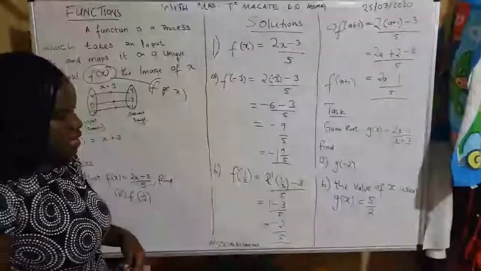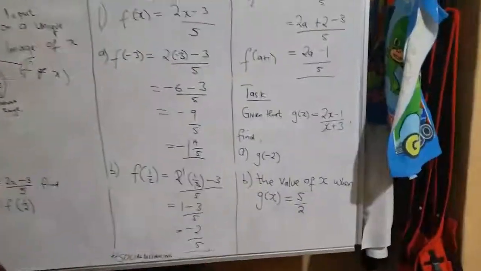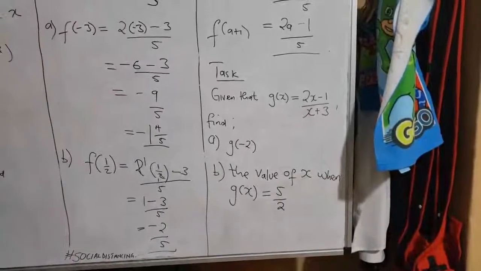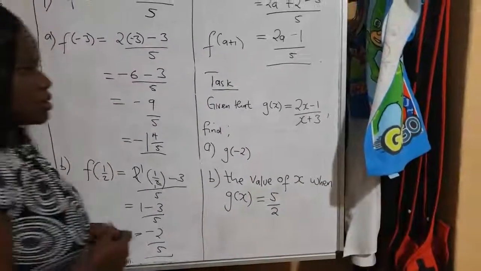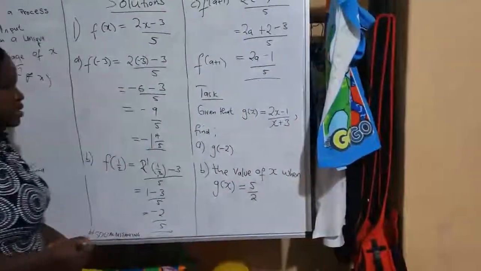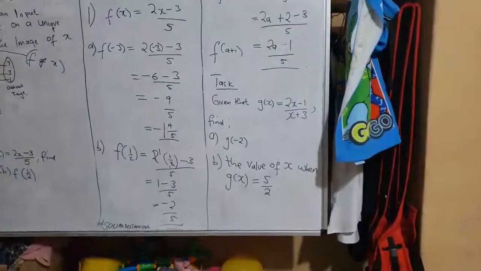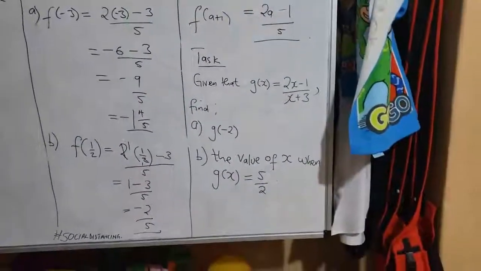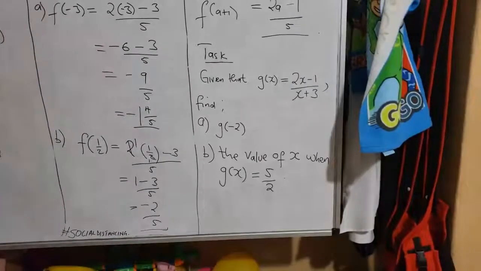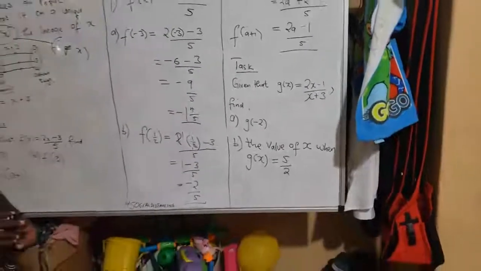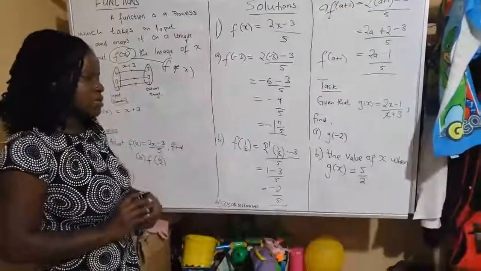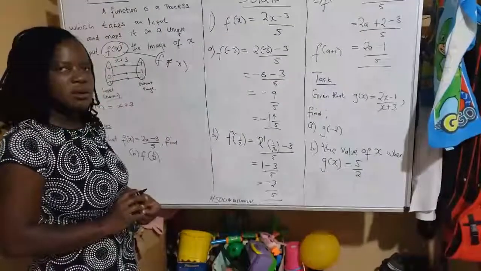I have a question added there, which is your task. Given that g(x) = (2x - 1)/(x + 3), find a, g(-2), and b, the value of x when g(x) is equal to 5/2. I'll give you time to go through those two parts, a and b. Then in the next video, I'll first start with the solutions, then we look at composite functions.